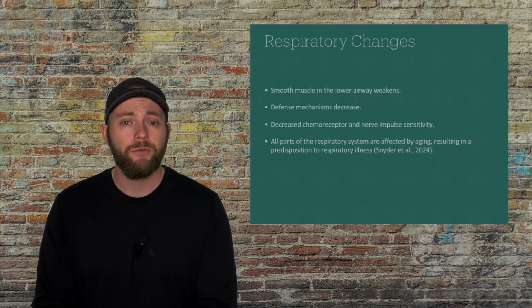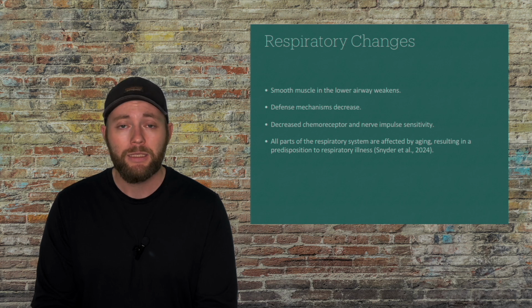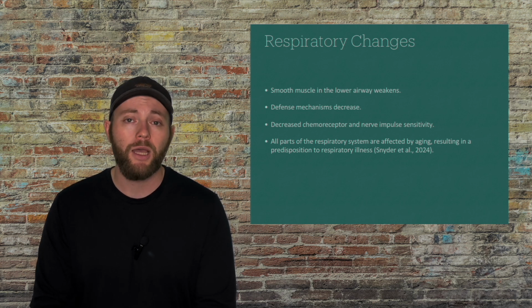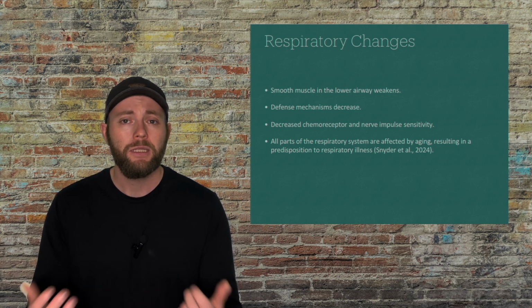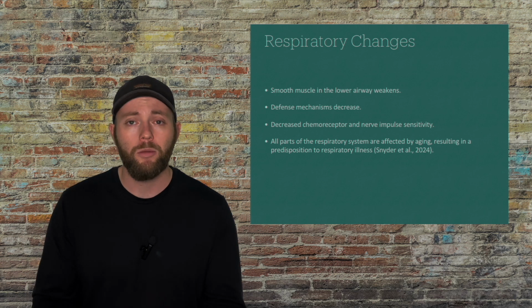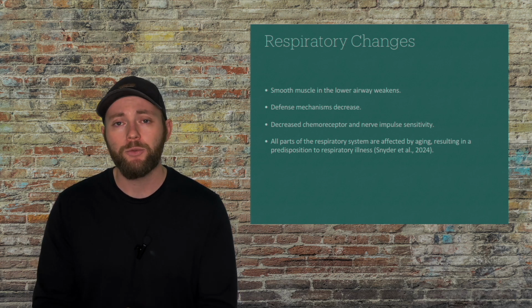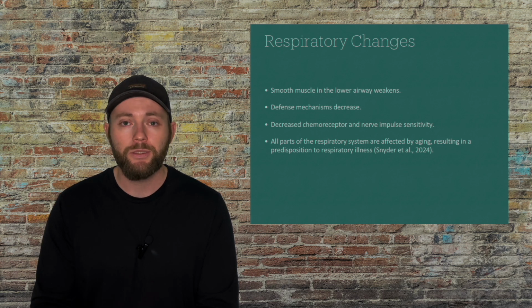There's also decreased chemoreceptor and nerve impulse sensitivity. So signals coming from the phrenic nerve to the diaphragm just aren't conducted as quickly, or the body doesn't respond as quickly as it used to due to aging. That can affect your ability to compensate. And there's also a loss of sensitivity to certain chemoreceptors such as PaO2 and carbon dioxide within the blood. The body's not able to respond as efficiently as we age to those types of acute changes.